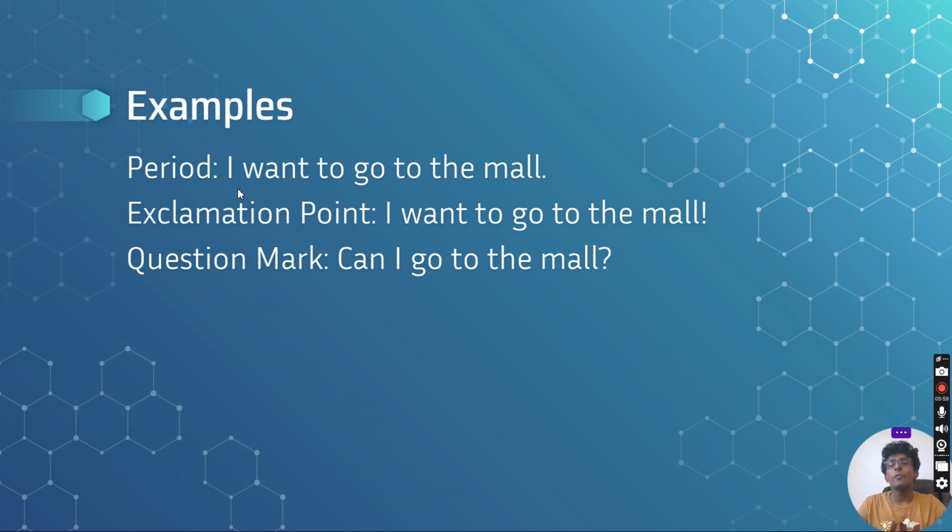So an example, for a period, if I just want to say, I want to go to the mall. There's no emphasis. It's just a complete sentence on its own. Then if we do an exclamation point, I want to go to the mall! See, we have more emphasis here because of the exclamation point. And then the question mark, can I go to the mall? It's apprehensive. We don't know if it's going to happen because we're asking the question.